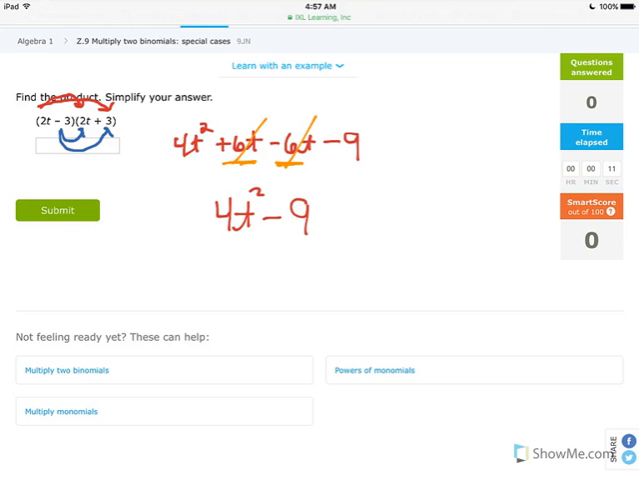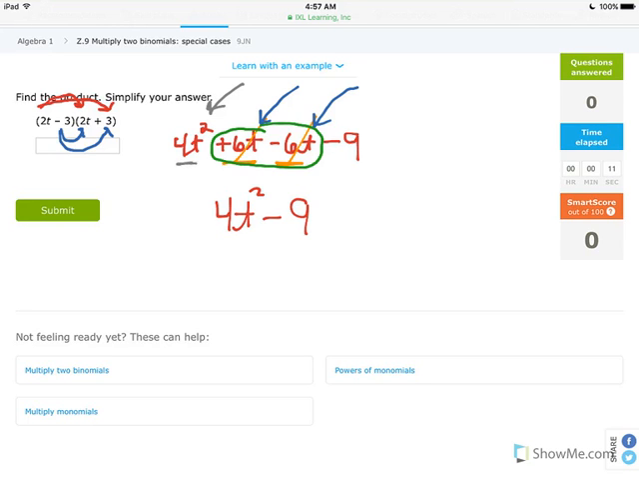So essentially we multiplied everything together, we distributed the 2t and the negative 3 into the other binomial, so double distribution. Then we simplified our like terms. Remember, like terms are terms that have the same variable part. So the 6t and the negative 6t are considered like terms because the variable part is t to the power of 1. Notice the 4t squared is not a like term with those other two middle terms because the variable part is a t squared, not a t, so it doesn't have the same variable components.